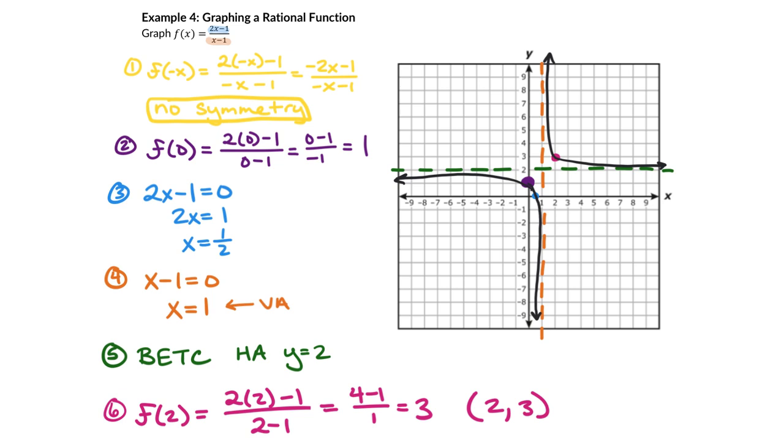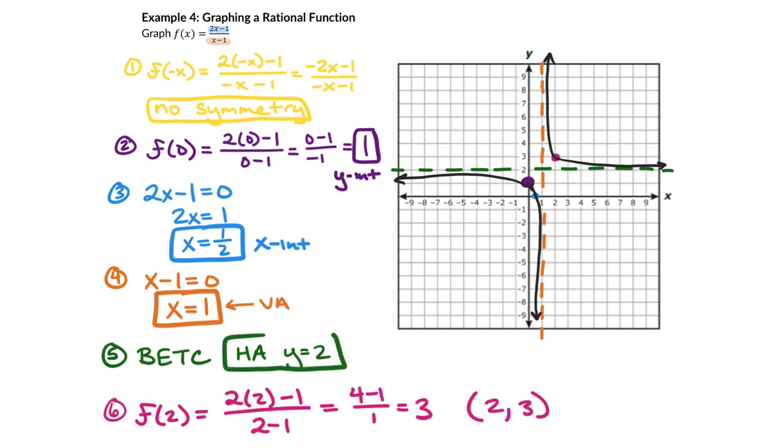We checked symmetry. We checked for the y-intercept. We checked for the x-intercept. We checked for the vertical asymptote, the end behavior, the horizontal asymptote, sorry, and any additional points. If you want to put boxes around stuff, this might be helpful for your notes since this is the first one. That's your y-intercept. This is your x-intercept. We already labeled this one as your vertical asymptote. And then we have a horizontal asymptote at y equal to 2 and an additional point at (2, 3).